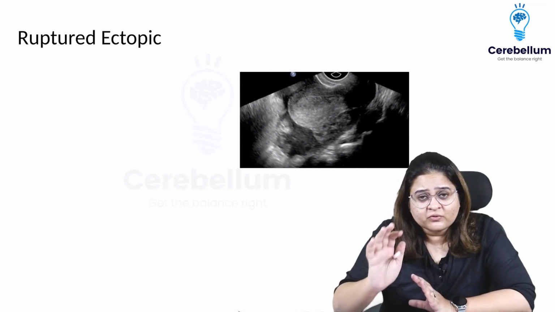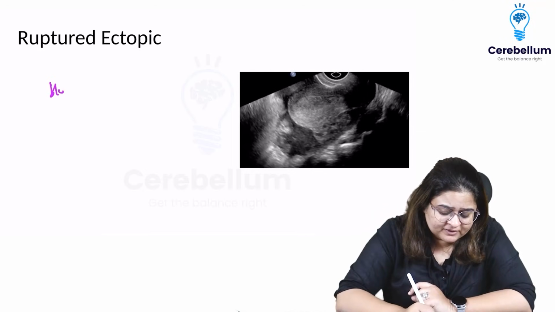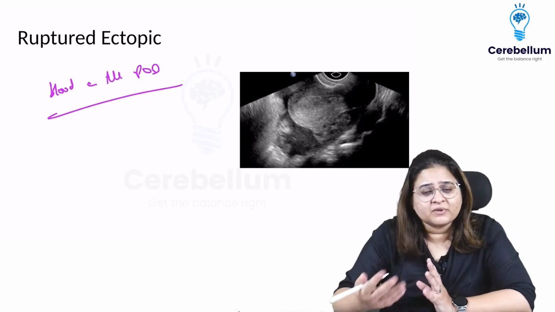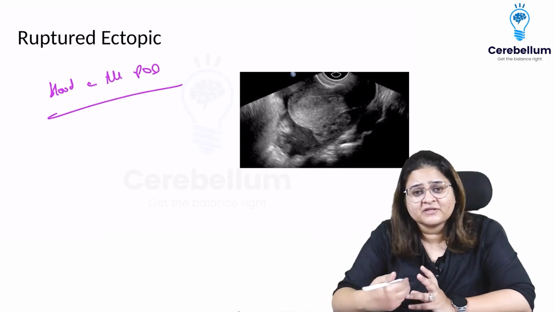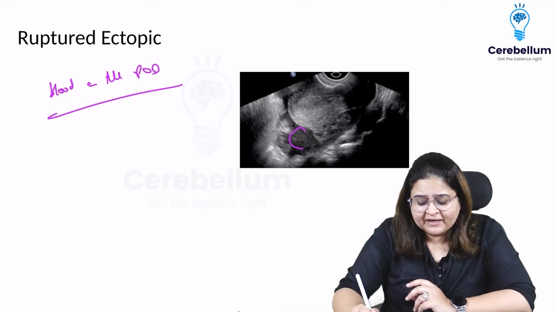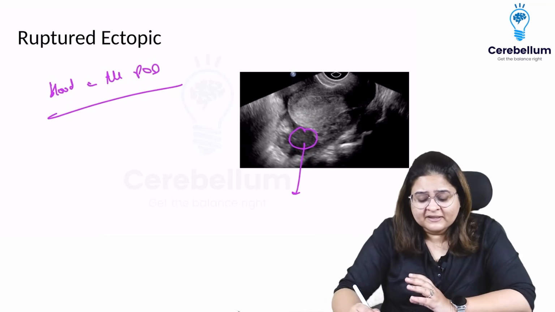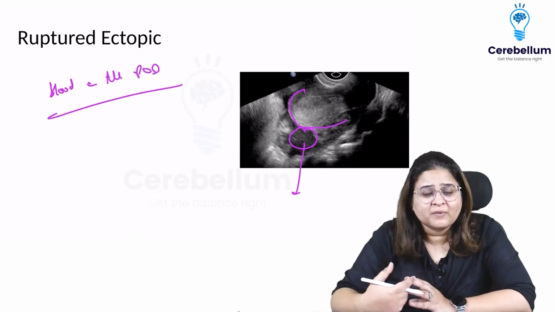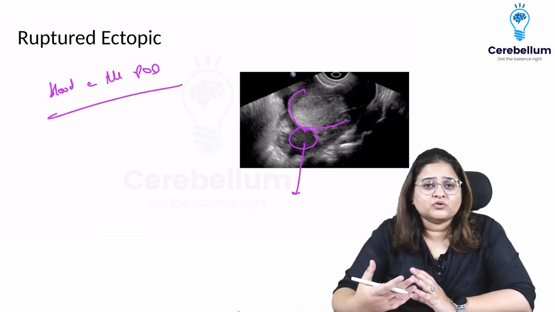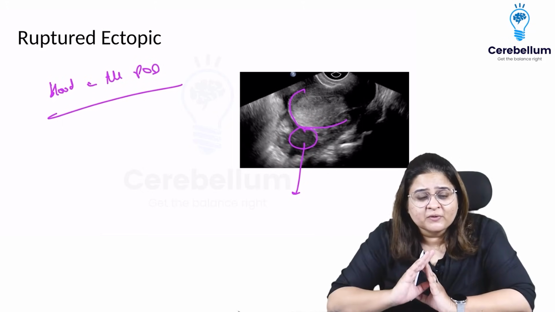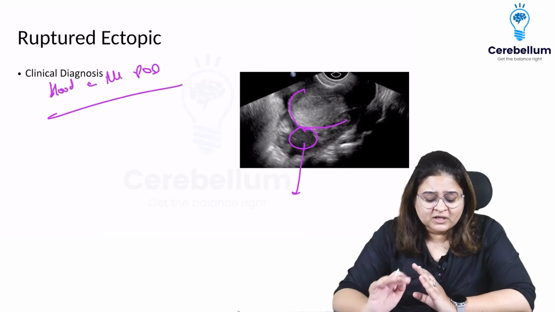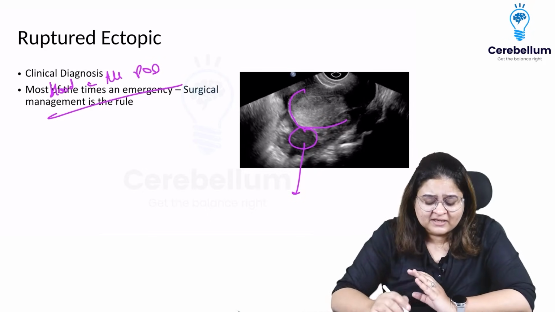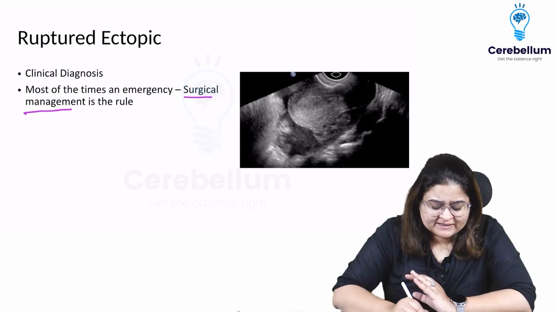But by chance, if you do an ultrasound in a ruptured ectopic, what are you going to find? You're going to find blood in the pouch of Douglas, and otherwise blood also in the peritoneal cavity. But the first place it will collect is behind the uterus. This black thing is blood. This is the uterus. It's collected behind the uterus because the pouch of Douglas is the most dependent part of the pelvis. Okay, but remember, we won't routinely do investigations. It is a clinical diagnosis and surgical management is the rule.